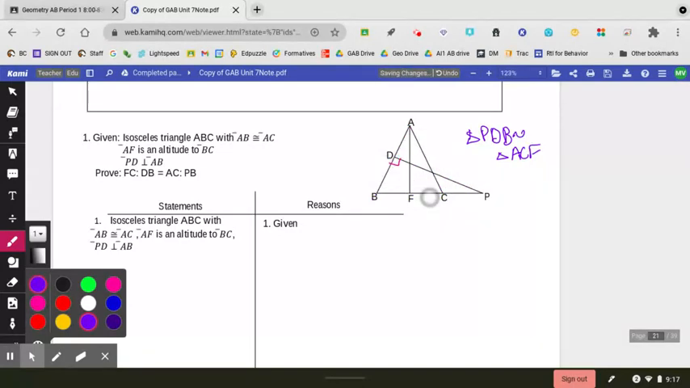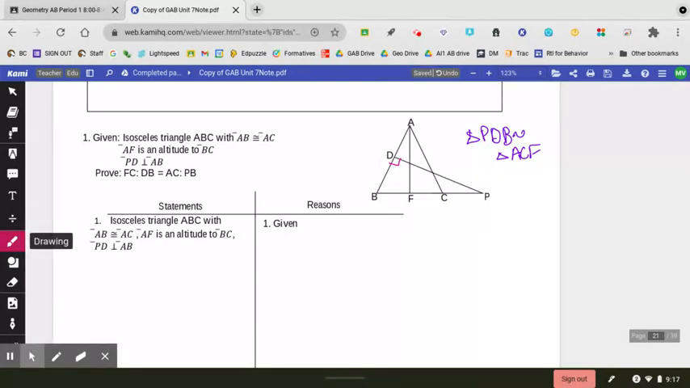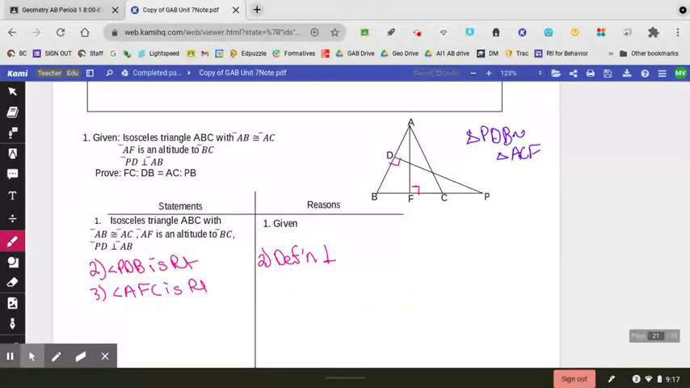So I'm going to erase what I wrote, and I'm going to go back to just my givens, knowing that I want to prove those triangles. So I just labeled those as right angles. So I need to say they're right angles. So angle PDB is right, and that's because of the definition of perpendicular. And then I know that angle AFC is right, and that's definition of an altitude.